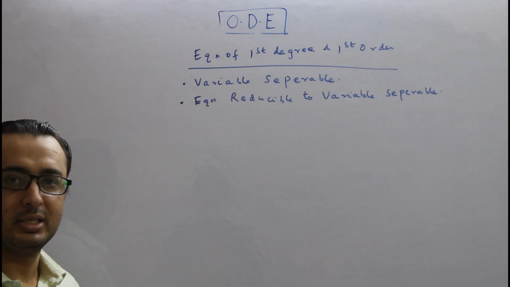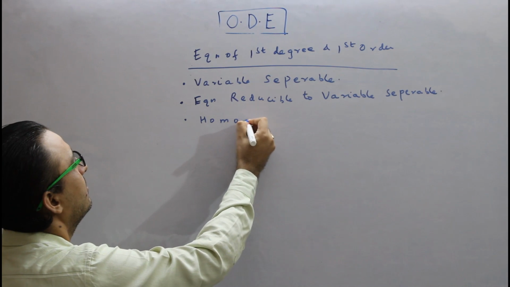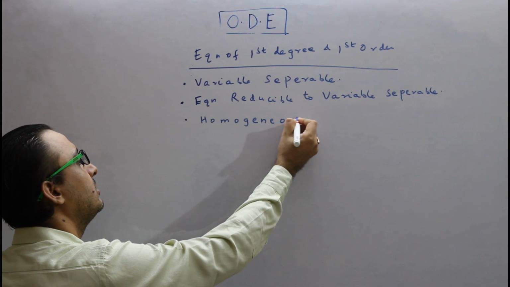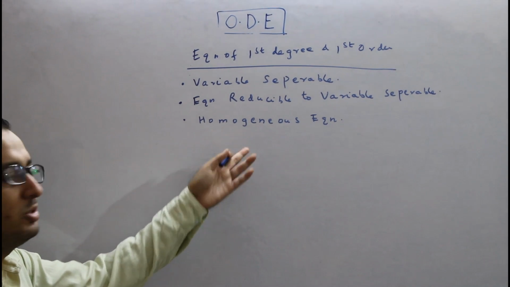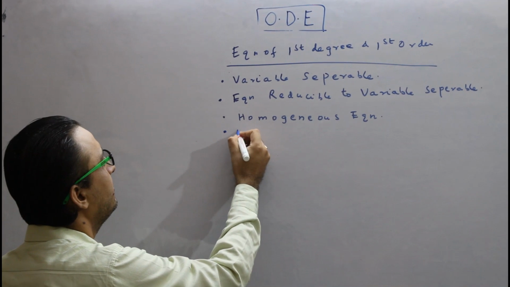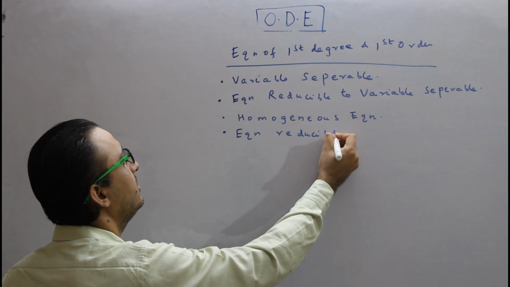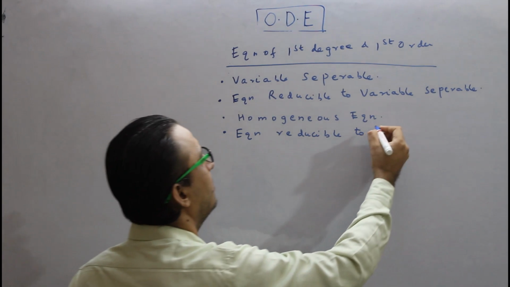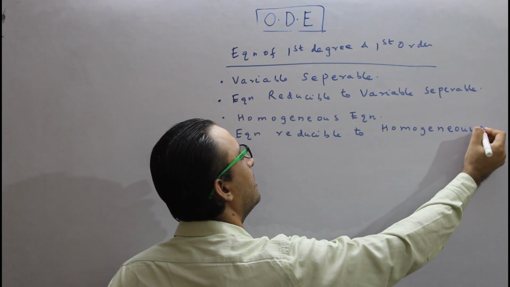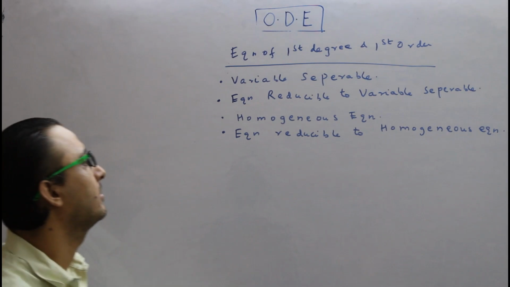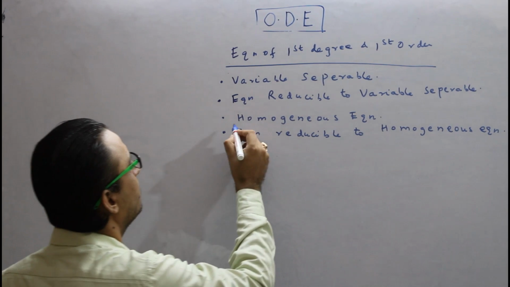And the next topic is homogeneous equation. Similarly, there are certain equations that can be reduced to homogeneous equation. So we will also study equation reducible to homogeneous equation. So these are the first two broad categories, that is variable separable and homogeneous equation.